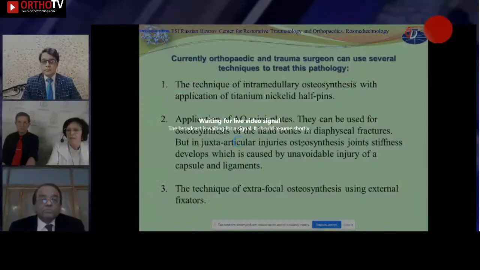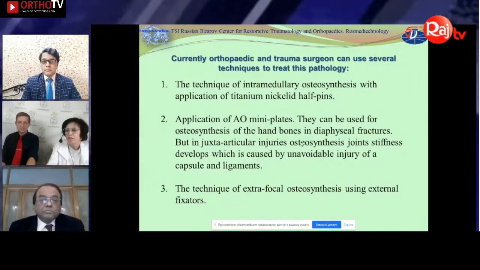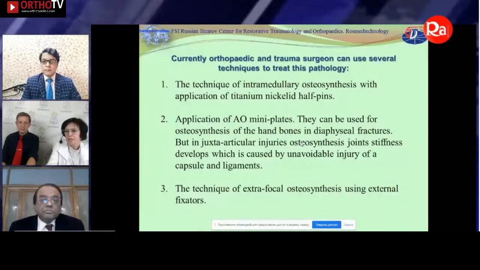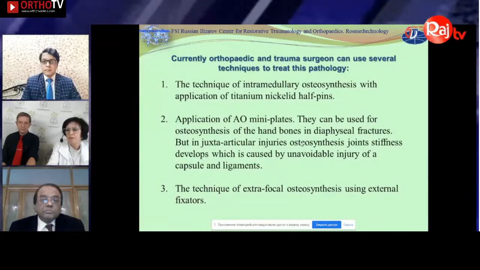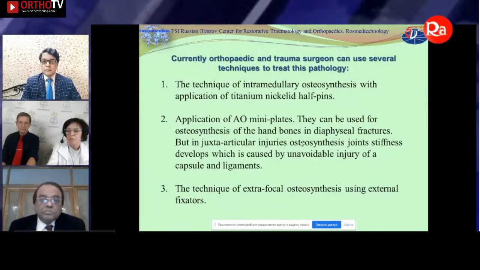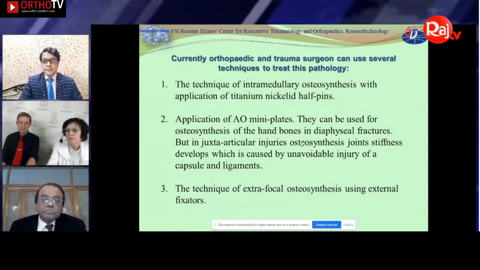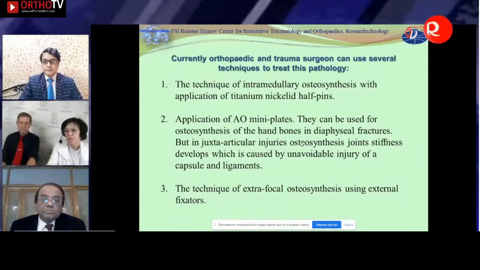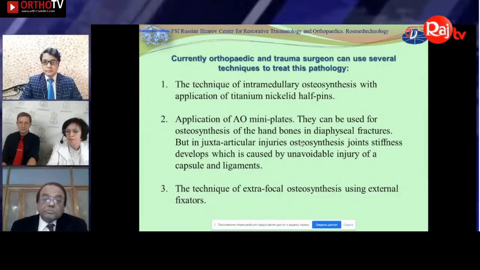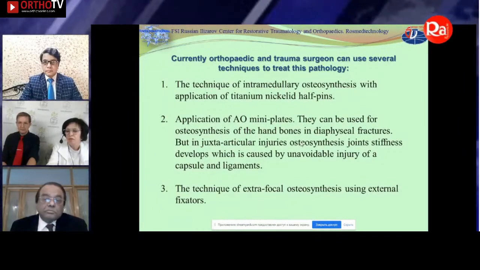First, the technique of intramedullary osteosynthesis with the application of titanium nickelide half pins. Two, application of mini plates. They can be used for osteosynthesis of the hand bones in diaphyseal fractures. But in intra-articular injuries, with osteosynthesis of joints, stiffness develops, which is caused by unavoidable injury of the capsule and ligaments. Three, the technique of extrafocal osteosynthesis with an external fixator.